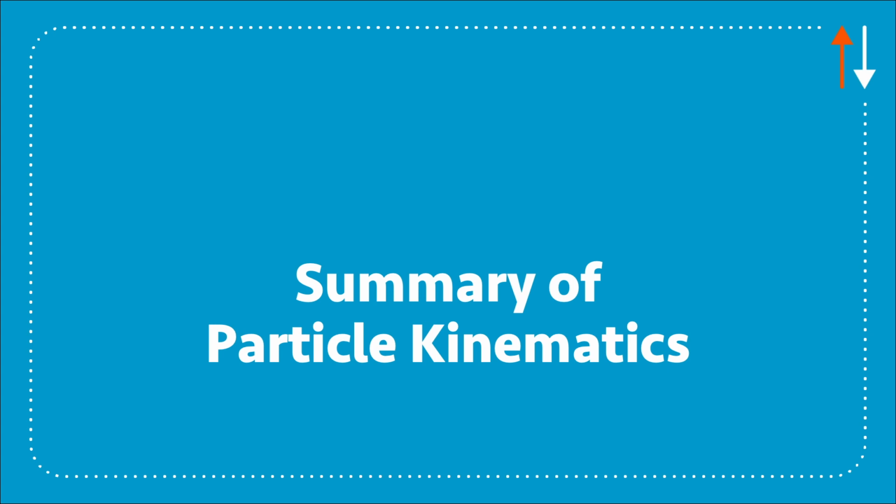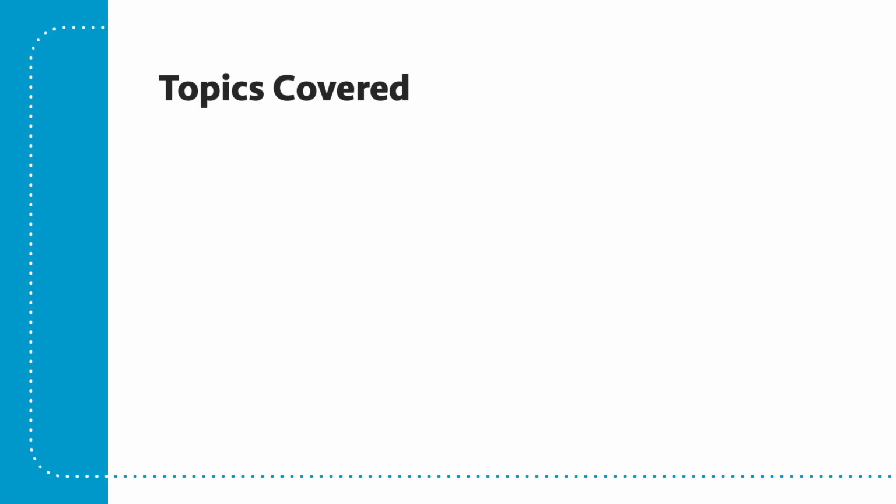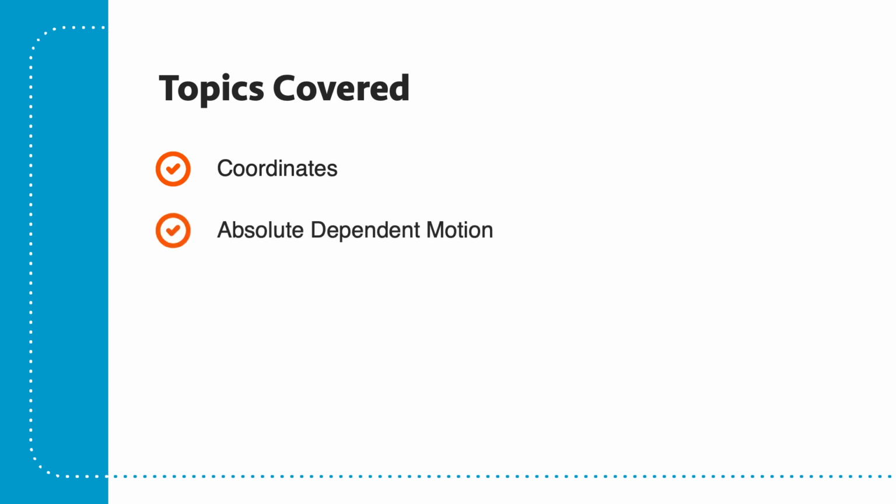This covers a summary of particle kinematics, and what I'm going to try and do is talk about the main points of this chapter. This is a pretty dense chapter in terms of material covered. We talked about coordinates, we talked about absolute dependent motion, we talked about relative motion. Relative motion in particular is a bit useful now, but not as useful as it will be in the second half of the course. I just would remind you to think very hard about it and keep it in mind, not so much for this part of the course, but for the second half.